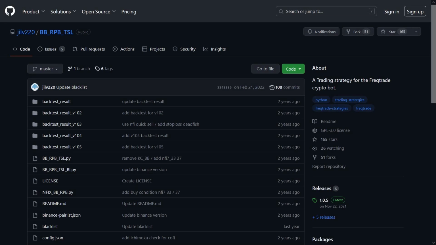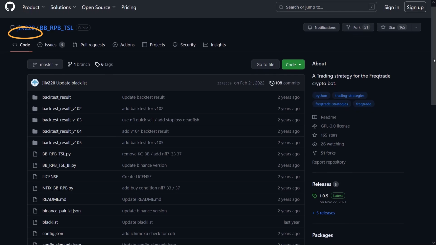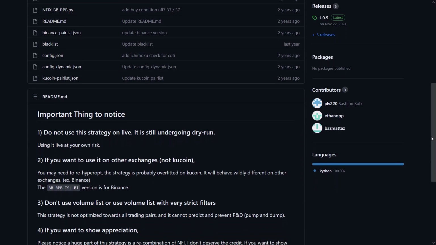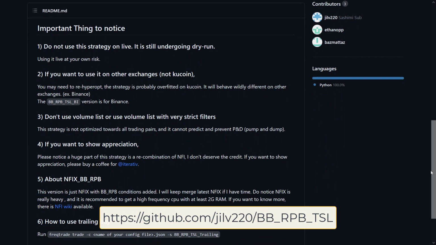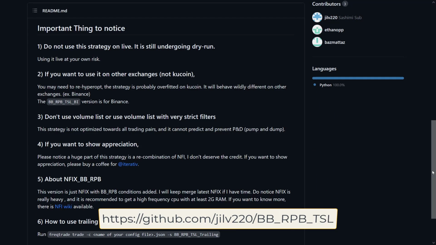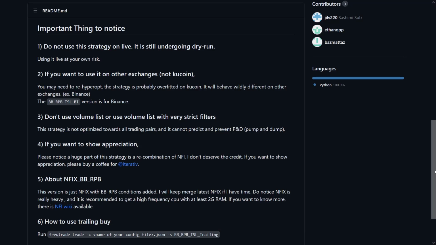The creator of this algorithm is called JillV220, and this time the author of the trading strategy has built a complete GitHub repository around it. You can find it on the following location. And that is really nice of the author to do, and also more trading strategy developers should take note of that.